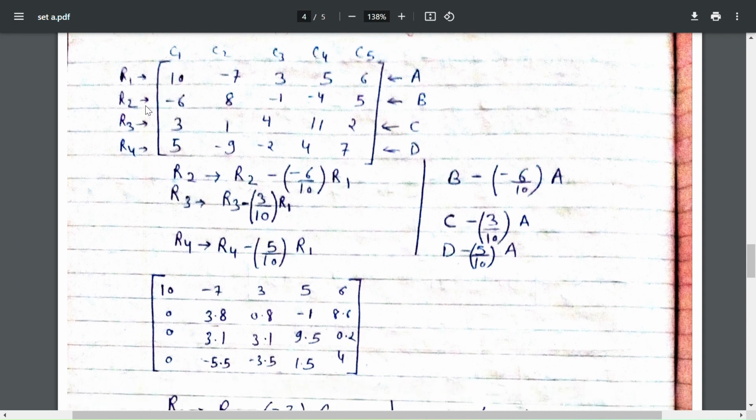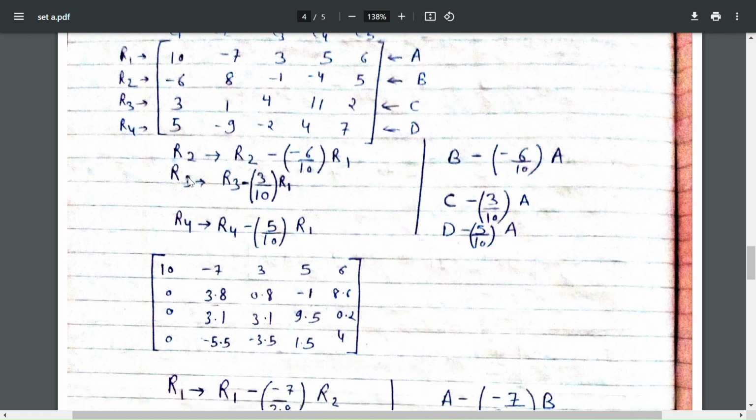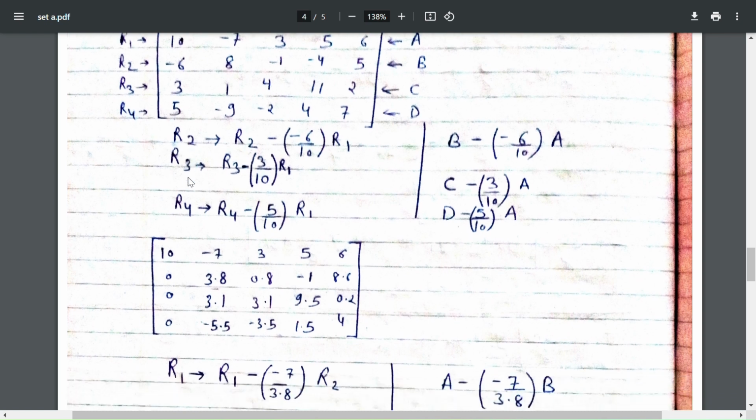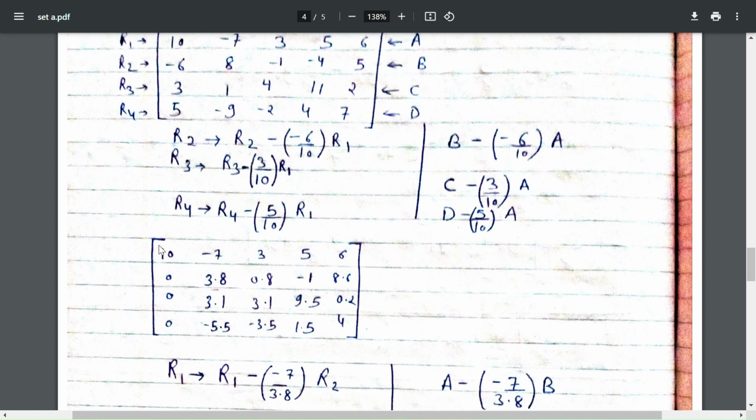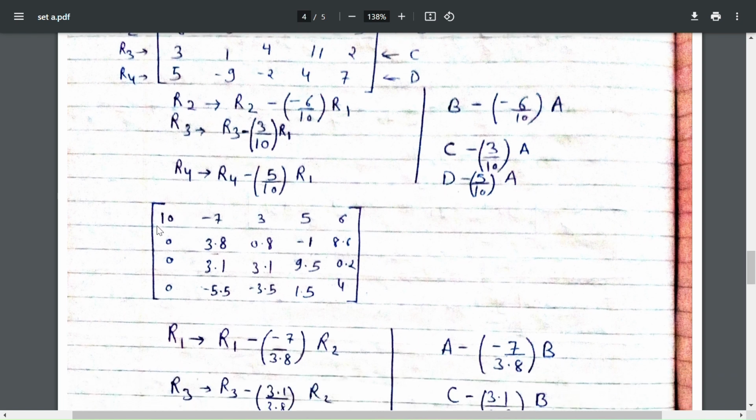First, we have to convert these elements as 0 by the help of diagonal element, which is 10. So we will perform operation on R2, R3 and R4. So R2 tends to R2 minus under bracket 6 by 10 R1. And for R3, R3 tends to R3 minus 3 by 10 R1. For R4, R4 tends to R4 minus 5 by 10 R1. On solving this operation, we will get a new matrix, which is this.